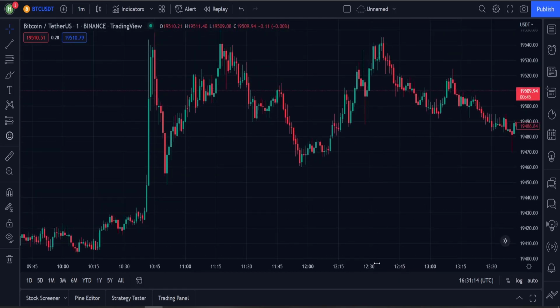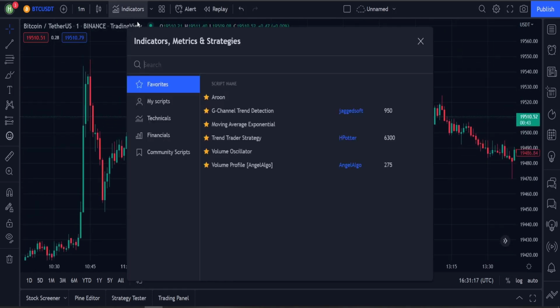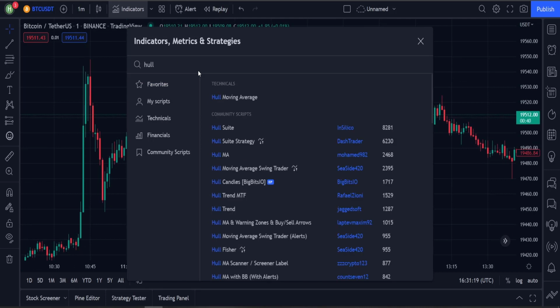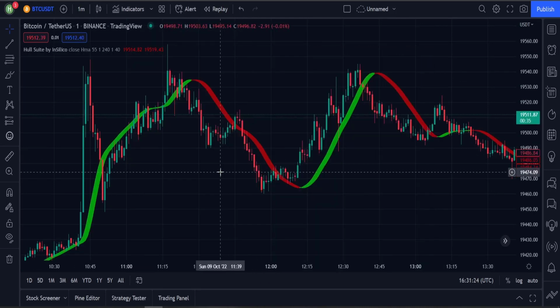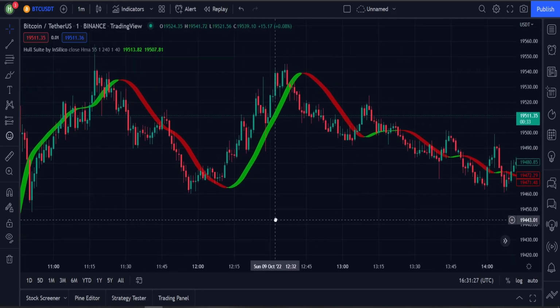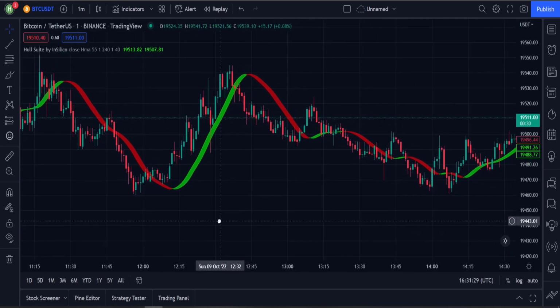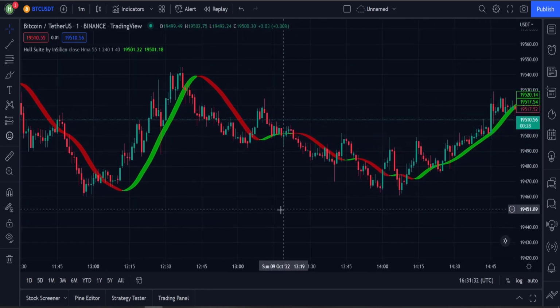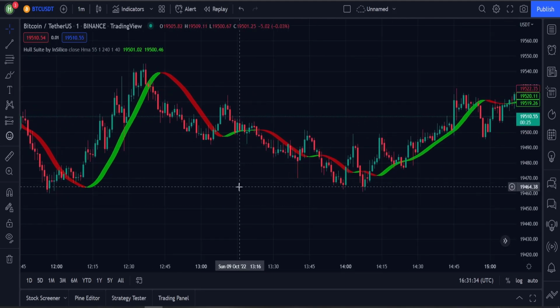First, you want to click on the Indicators tab and search for Hull Suite, and select this one right here. The Hull Moving Average indicator is a combination of weighted moving averages. It prioritizes recent price changes over older ones. The result is a moving average that's dynamic yet smooth, able to help identify the dominating market trend.